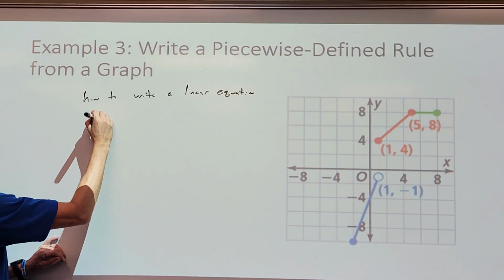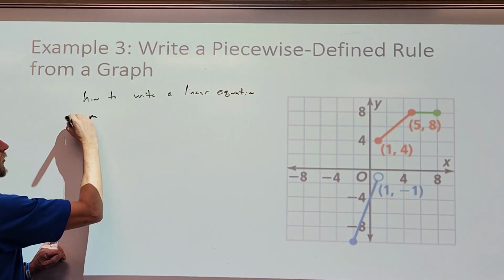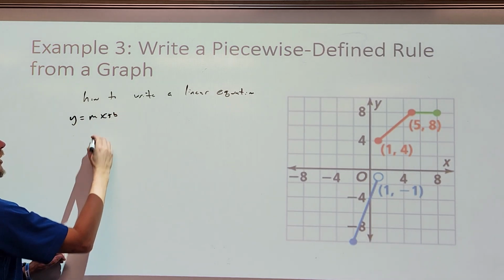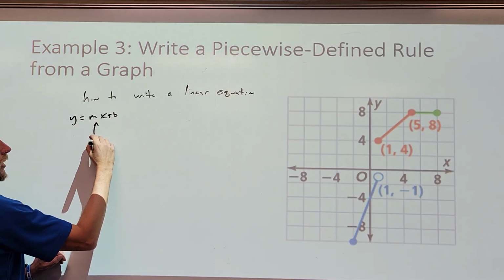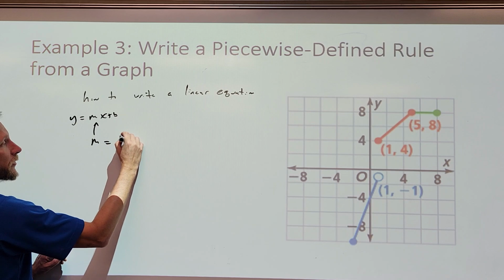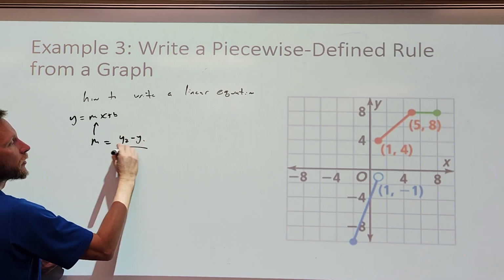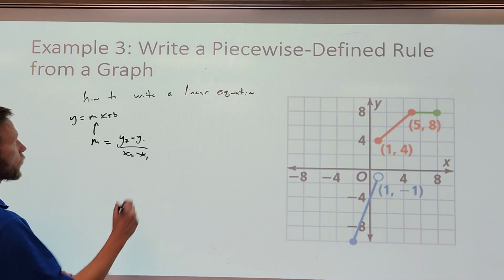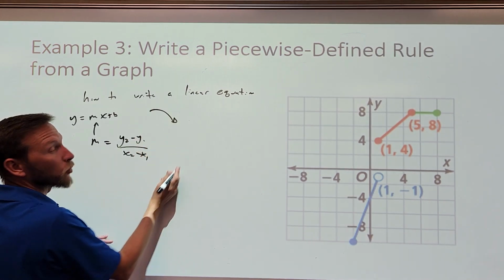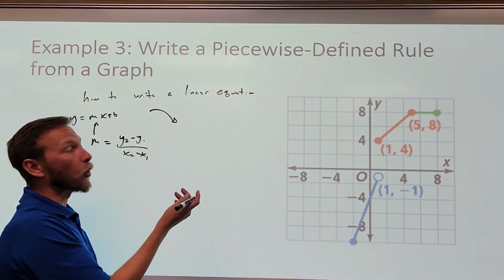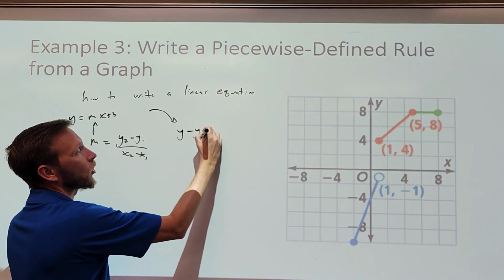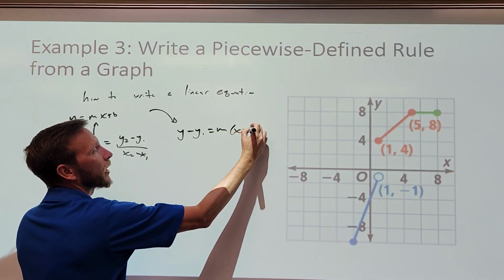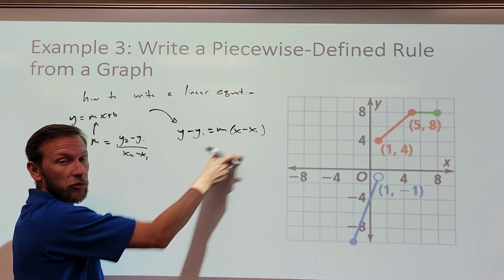There are 2 things. First of all, you need a y equals mx plus b, right? y equals mx plus b. The m value is found by taking the difference in y's divided by the difference in the x's, right? y2 minus y1 over x2 minus x1. You can also get the equation once you know what the slope is, and if you know one of the points on the line, by using what's called the point-slope form. y minus y1 is equal to the slope times x minus x1.